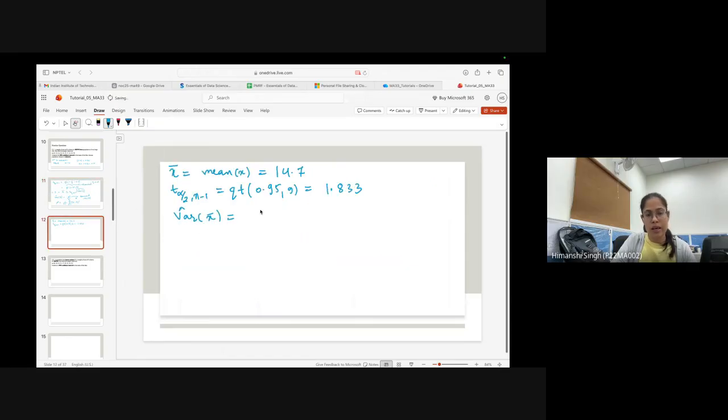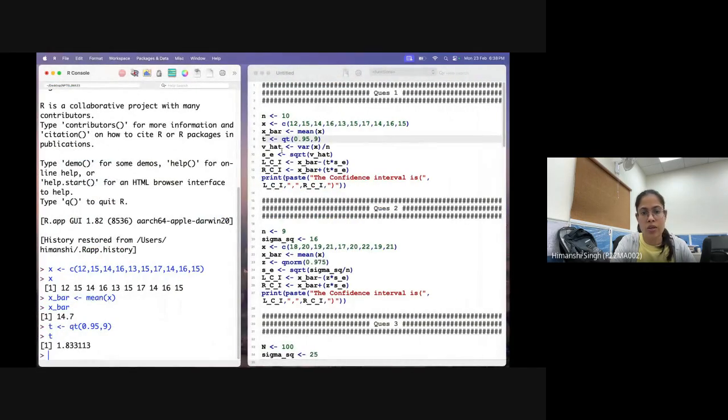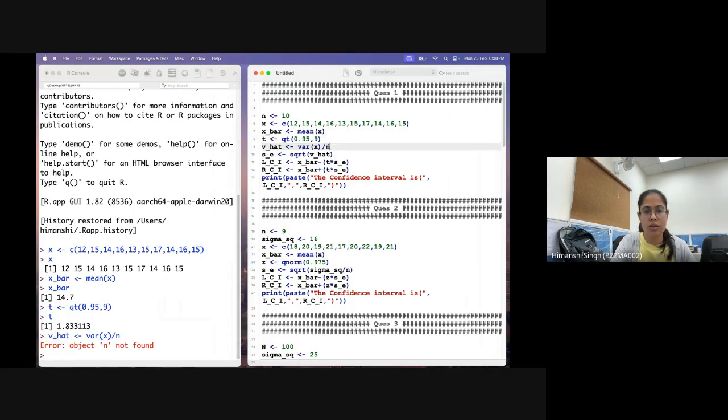So this can be calculated, which is basically s square by n. Now s square can be calculated using the command variance of x, so var of x divided by small n. Okay, so we'll see what the result is. So here I've calculated v hat, that is var of x divided by n. So you can see this is coming out. Okay, so n is not found.